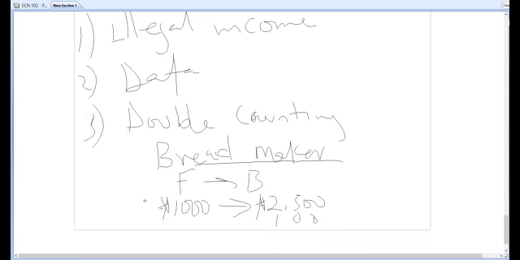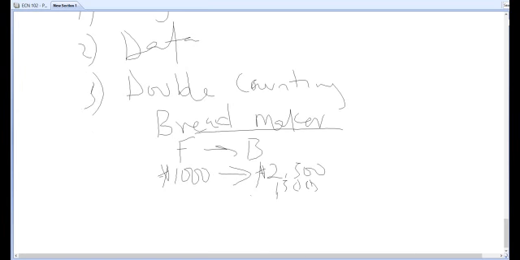So at the beginning, the farmer or whoever it is, this is a primary input, 1,000. And then in the chain, what we have altogether is 1,000 plus 1,500, which is 2,500. All the chain, everything added. So double counting is also a problem that can lead to underestimating or overestimating the national income.